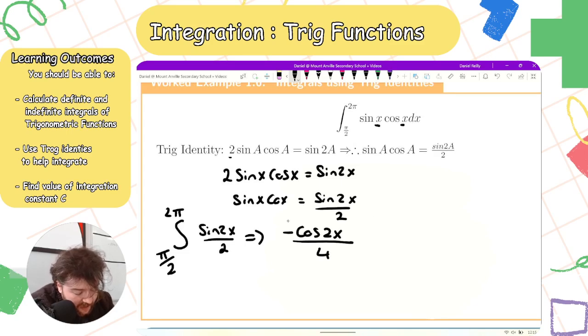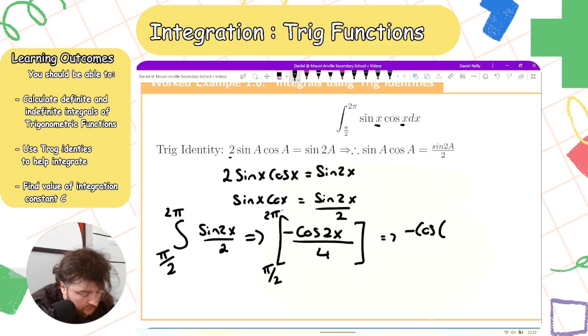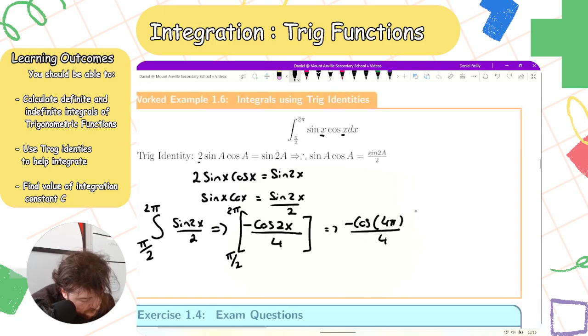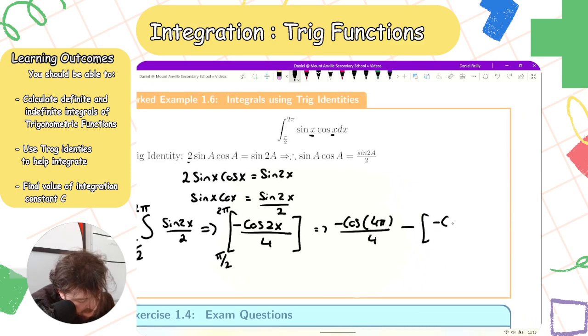And now I'm integrating that between 2 pi and pi over 2. So that is minus cosine of 2 times 2 pi, which is 4 pi, over 4, minus cosine of 2x times pi over 2, which is pi, over 4, which is equal to... make sure your calculator is in radians, because we're dealing with pi.